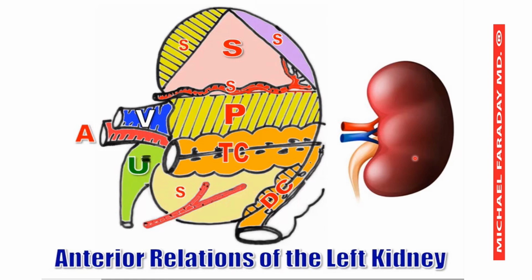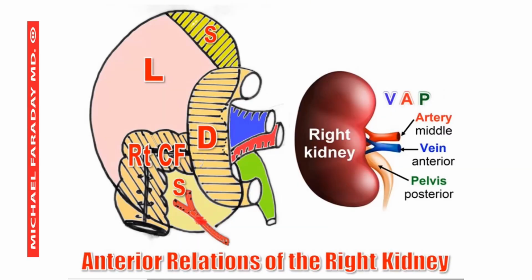Okay, then for the right kidney, for the anterior relations, for the upper medial, we have the right suprarenal gland. Okay, for the hilum, we have the second part of the duodenum. This part is related to the right lobe of the liver. This is the right colic flexure. This is the small intestine. This is the ascending branch of the right colic artery.